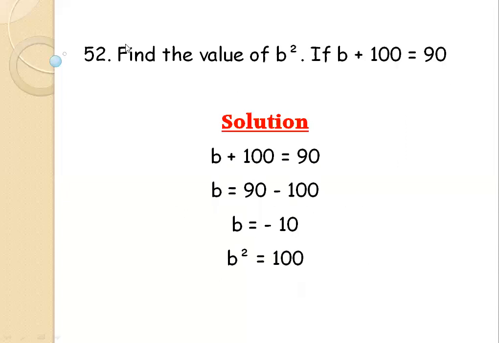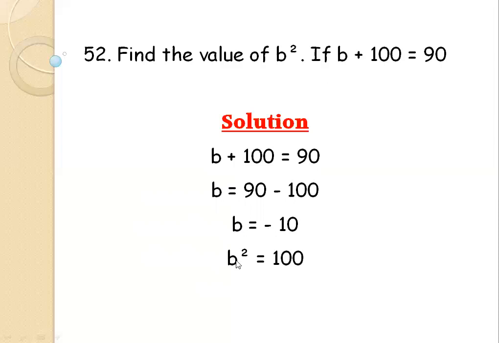The next question says, find the value of b squared if b plus 100 is equal to 90 naira. So from this equation, b plus 100 is equal to 90 naira. Let's look for what b is. I'm going to bring my 100 to this side and it will become minus 100. So b is equal to 90 minus 100. b is equal to minus 10.